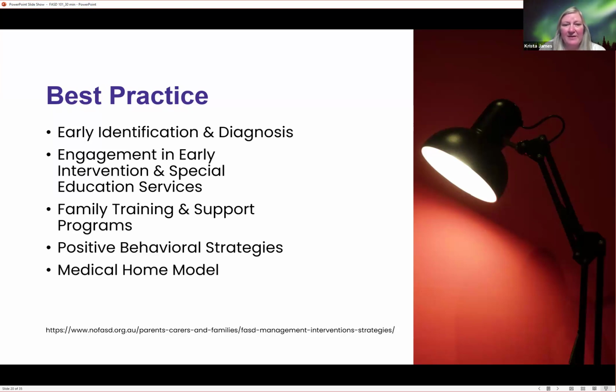And then there are lots of family training and support programs out there. Families Moving Forward is one that really focuses on helping families and caregivers provide that support for the kids. Positive behavioral strategies tend to work well with our kids. And then also having a medical home model, so having those wraparound services where everyone on the team is communicating about the child together is what's most beneficial.